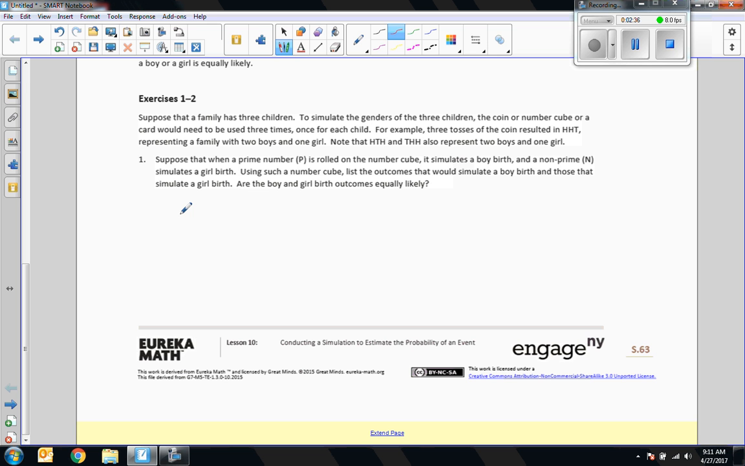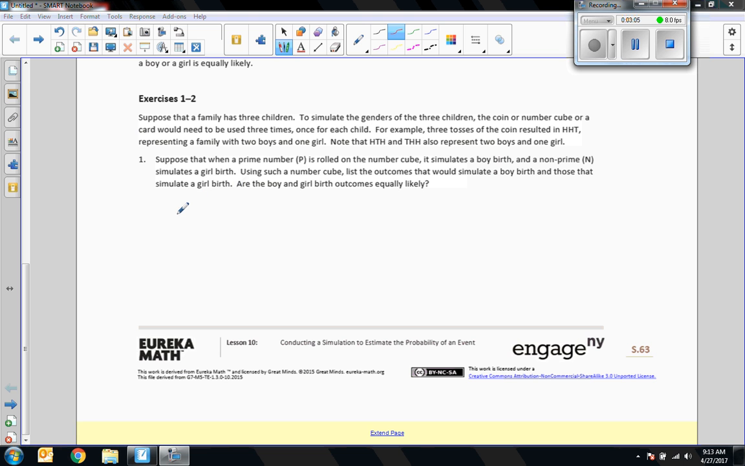So number 1 says, suppose that when a prime number is rolled on the number cube, it simulates a boy's birth, and a non-prime composite, by the way, simulates a girl birth. Using such a number cube, list the outcomes that would simulate a boy birth and those that simulate a girl birth. Are the boy and girl birth outcomes equally likely?